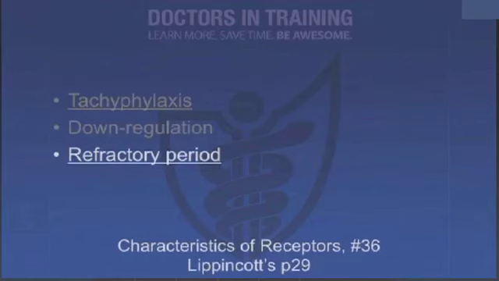And then some receptors, especially voltage-gated channels, show what we call a refractory period. It means that they require a rest period of a definite amount of time before they can be activated again. That may be 100 milliseconds or something, but it allows for the cell to rest and recuperate from the action of that receptor before it's going to be stimulated again.